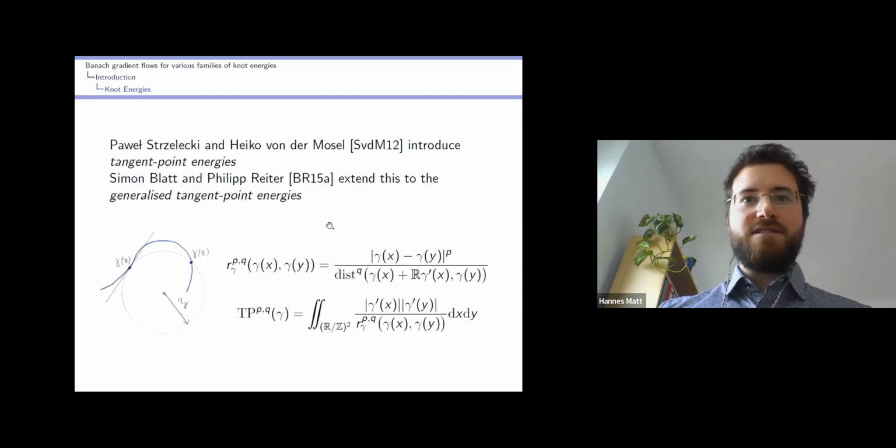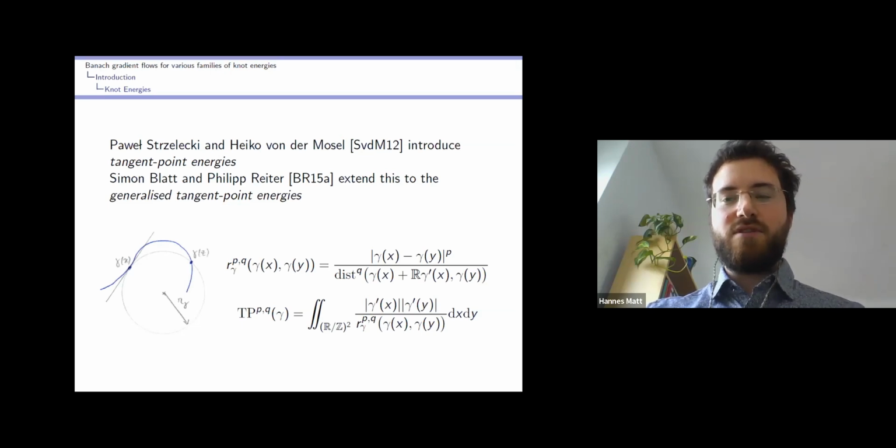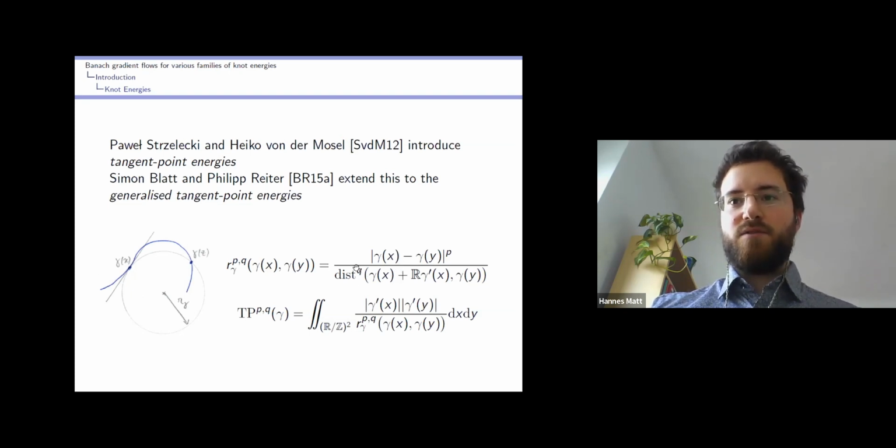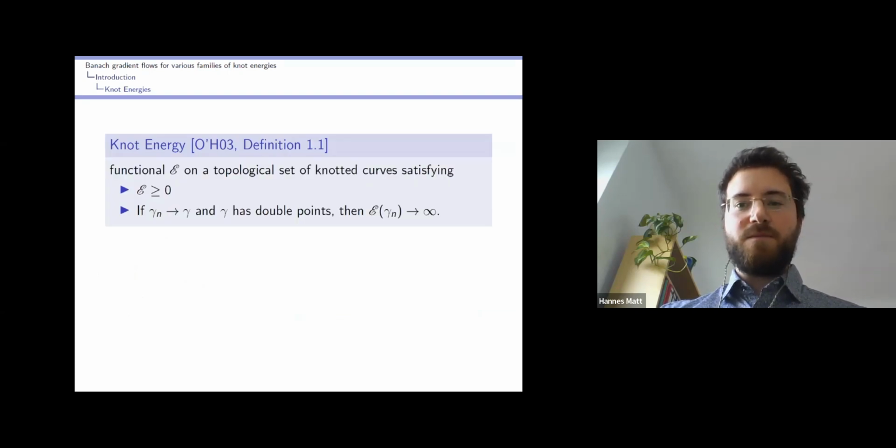Again, Simon Blatt and Philipp Reiter extended this notion to generalized tangent-point energies by again decoupling those two values and introducing the exponent q instead of p half, which it was before. Again, we lose this representation as a radius of a circle, but they get some nice analytical properties out of it.